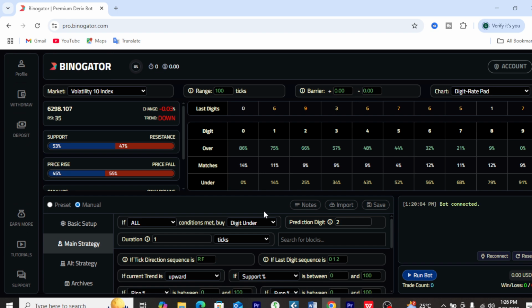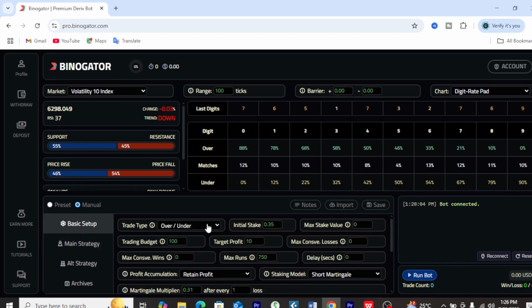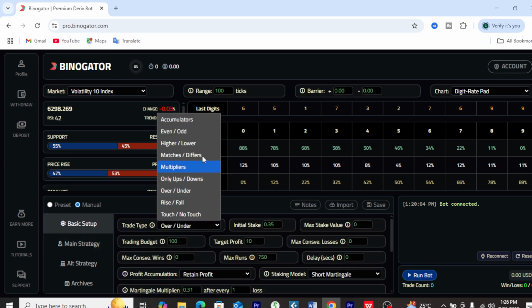In my subsequent videos, I'm going to be making videos about the particular conditions like over, under, and then matches, differs. I'm going to make videos about them and how you can automate them using the Binogator app. So see my next video.